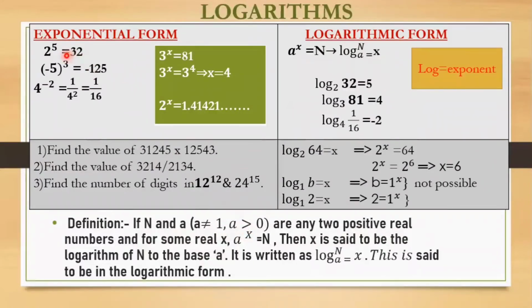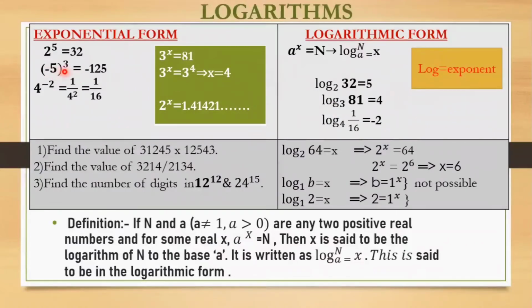Let us see an example. 2 to the power of 5 equal to 32. After writing it into logarithmic form, log of 32 to the base 2. In exponential forms and logarithmic forms, bases are equal. So log of 32 to the base 2 equal to the exponent 5. Log of the number is equal to the exponent.